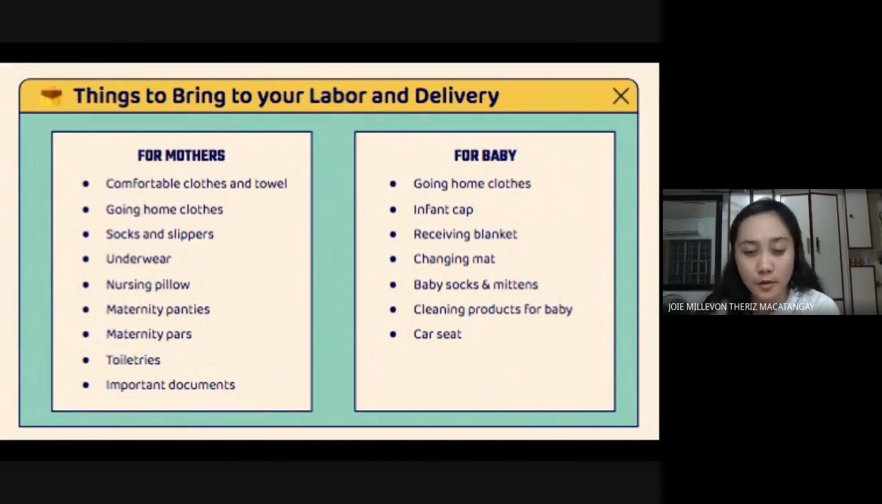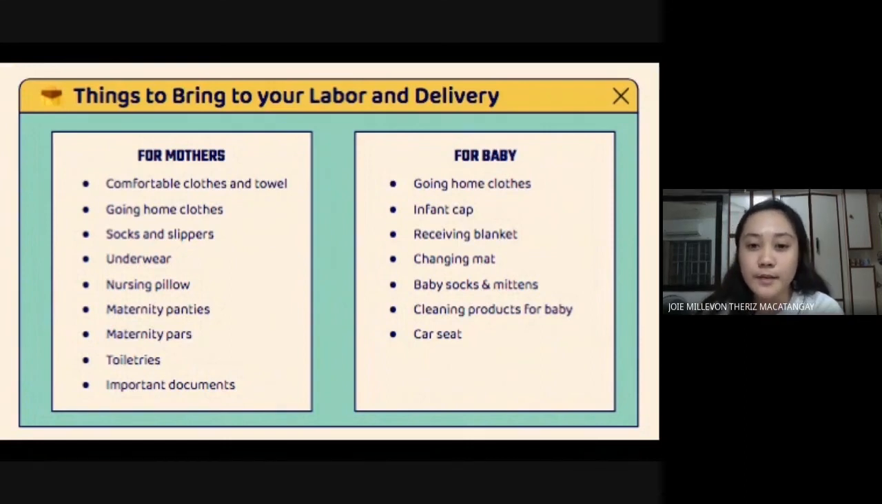Syempre po, going home clothes, socks and slippers, underwear, 2 or 3 comfortable and supportive maternity bras for breastfeeding. Kasi po, yung breast ninyo lumalaki compared to the usual when breastfeeding the baby. So we also have nursing pillow, maternity panties, maternity pads, toiletries, and important documents. Pwede din po kayo magdala ng mga bagay to help you pass time and relax. For example is books or magazines, and birth plan. So, ang birth plan po is to know your preferences in and during your pregnancy. Dala din po kayo ng PhilHealth card, marriage contract if available.